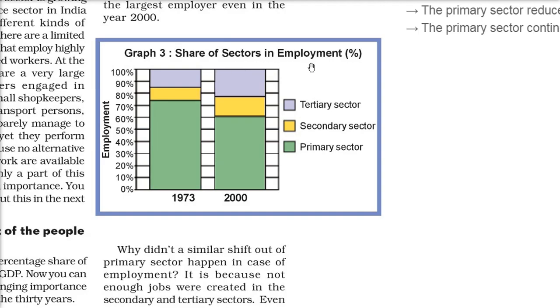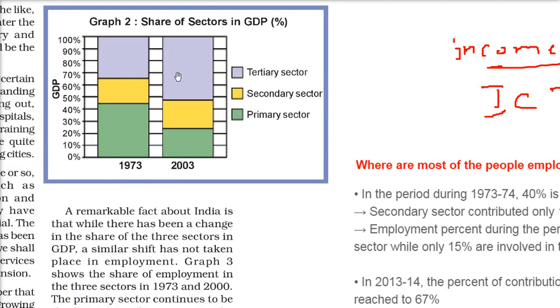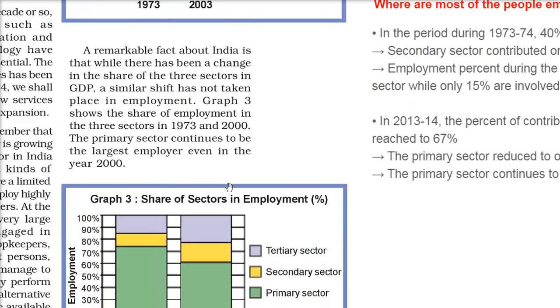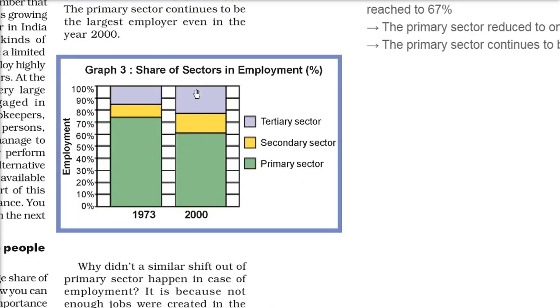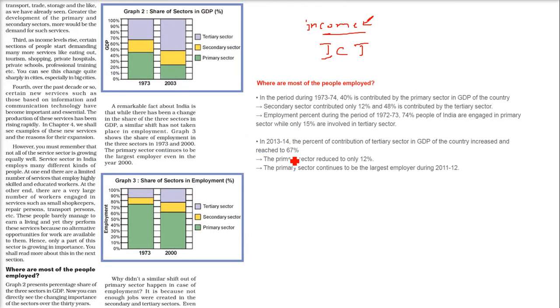Now coming to here, the share of sectors in employment. Here is a problem: though the tertiary sector is giving a lot to the GDP, the employment is not increasing. Same here, same in the others also. The secondary sector is also not giving that much employment, and this is a problem.